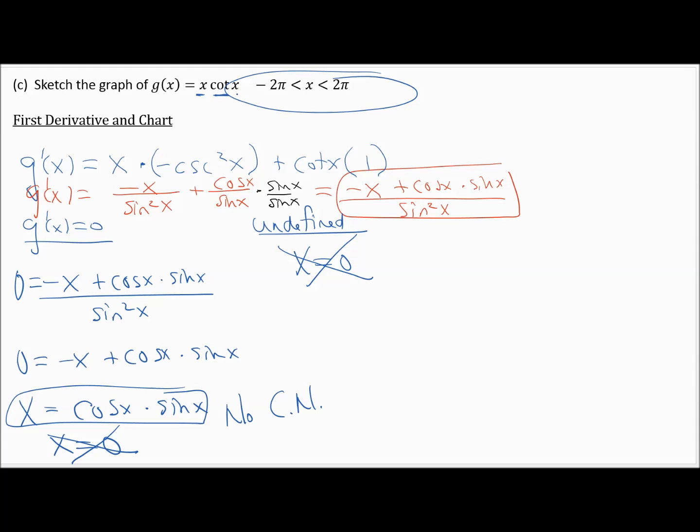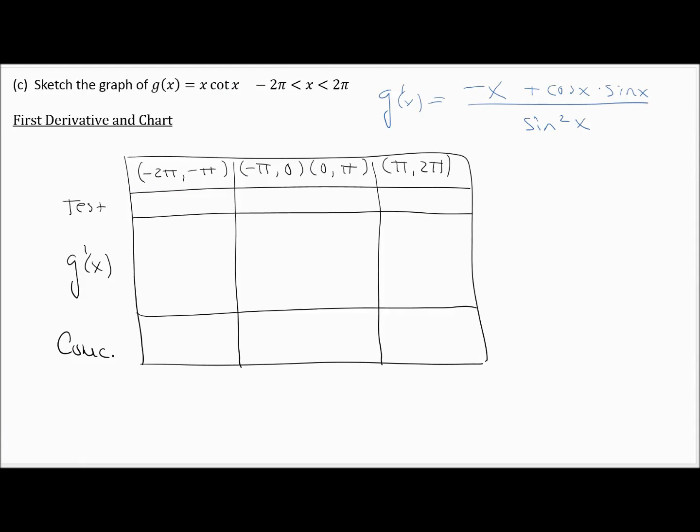Not only that, I need to make sure that I have my first derivative, this guy right here, accessible. Okay? So negative x plus cosine of x times sine of x over sine squared of x, or you could go back to this one. But remember, we're trying to find out if the first derivative is positive or negative. All right, here we go. I saved you a minute.